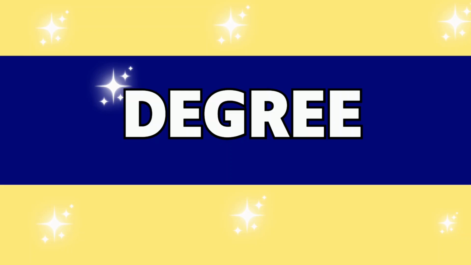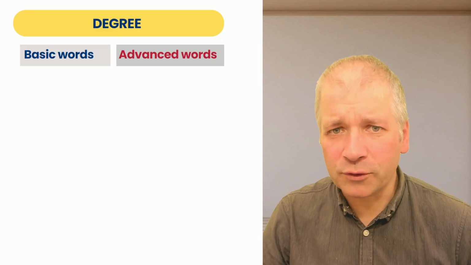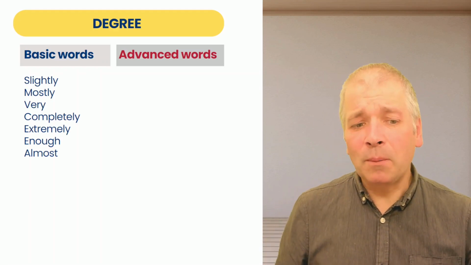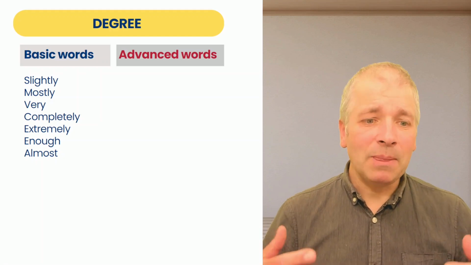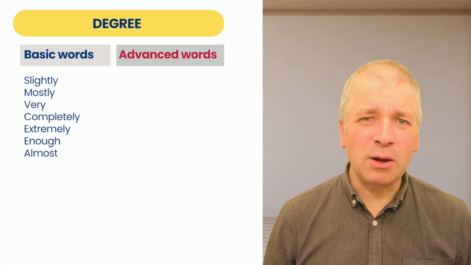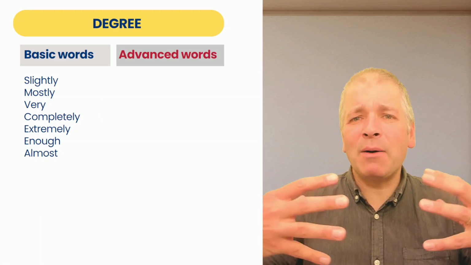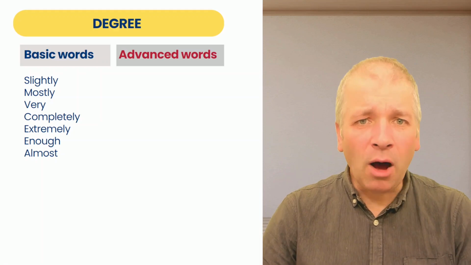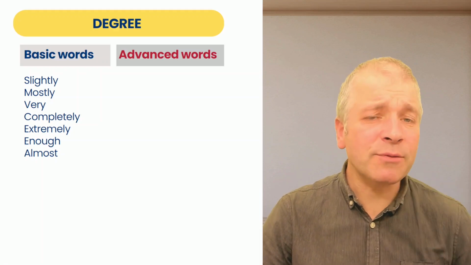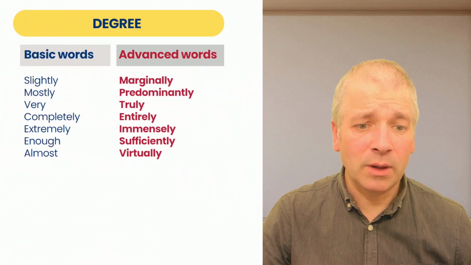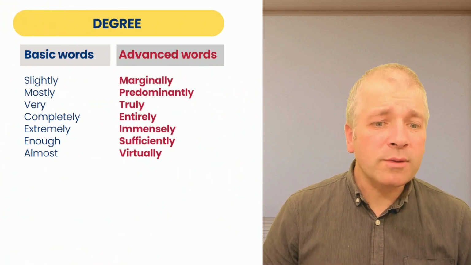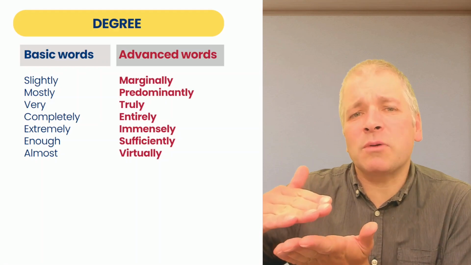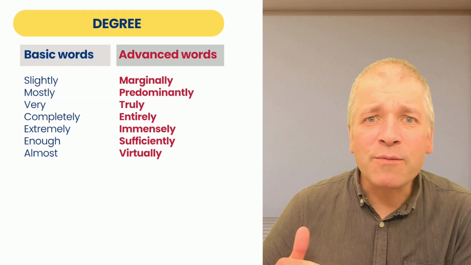Adverbs of degree. Here are some basic adverbs of degree. Slightly, mostly, very, completely, extremely, enough, or almost. They all tell us something about the amount or the intensity of words coming afterwards. But we can have some advanced alternatives too. So slightly could also be marginally. Marginally means close to something, but not far away from.